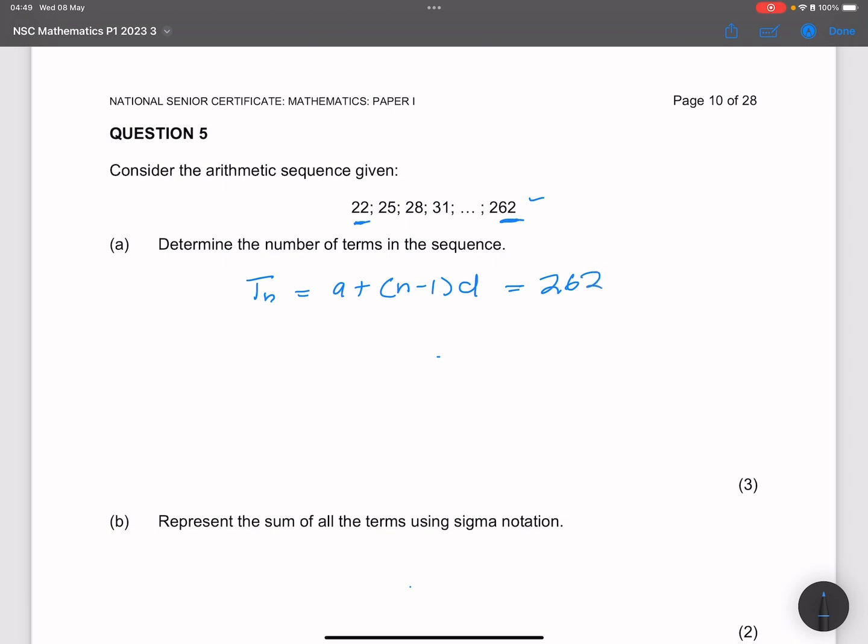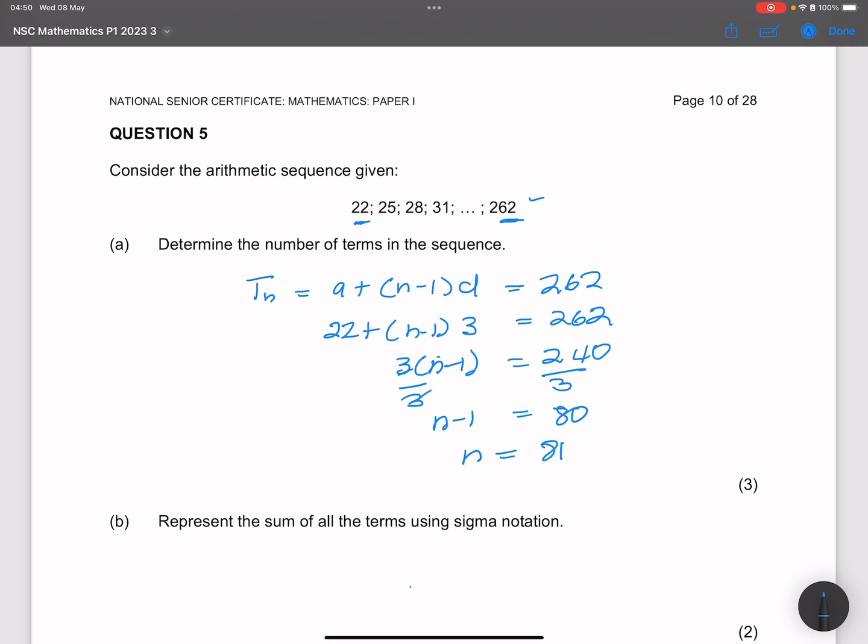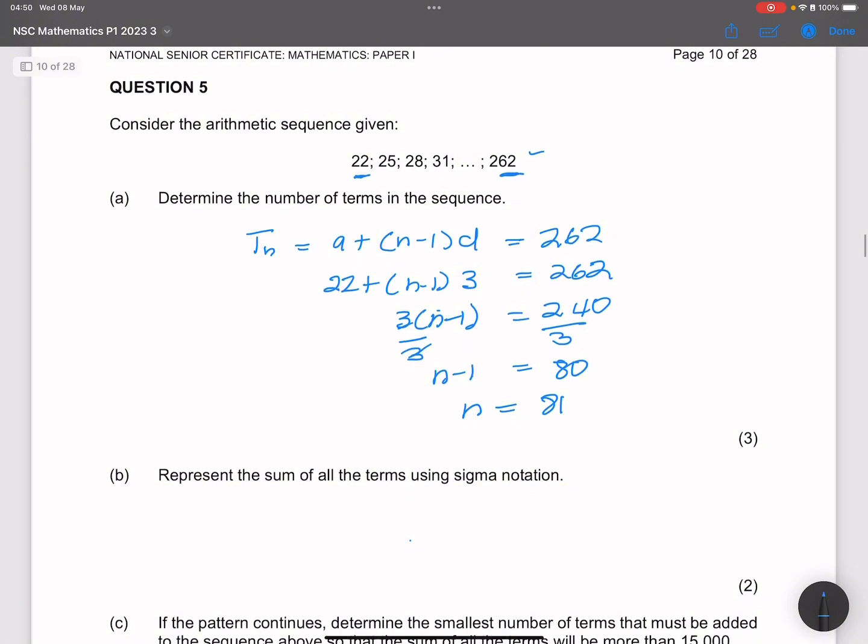Okay, so I'm going to say 22 plus, this is n minus 1 times 3, and this should give us 262. Right, so if I subtract the 22 that side, so we've got 3 into n minus 1, which will give us 240. Okay, and we'll divide by 3 on either side. We've got n minus 1 is equal to 240 divided by 3 gives us 80. And so n will give us 81. All right, so that means that is term 81.